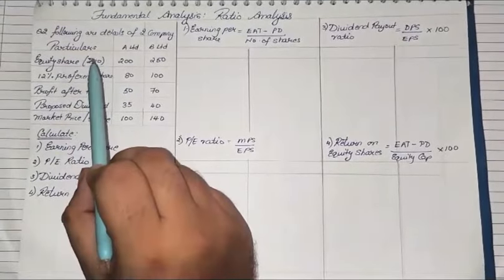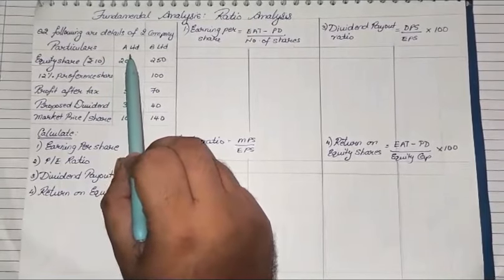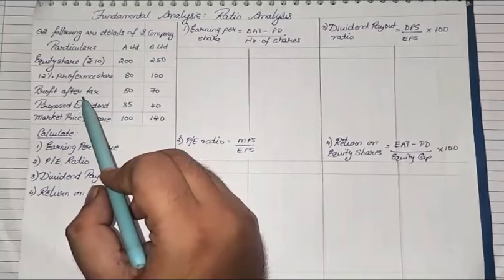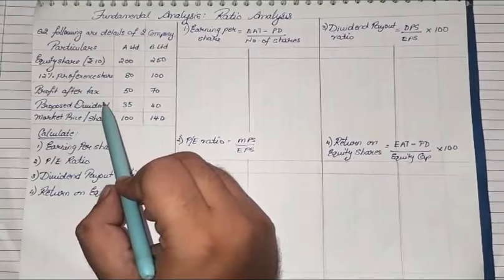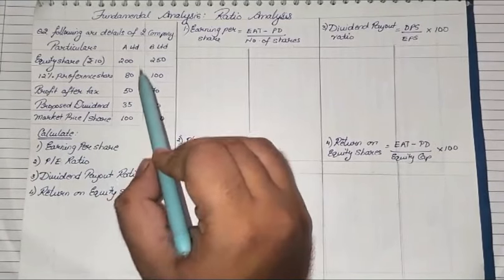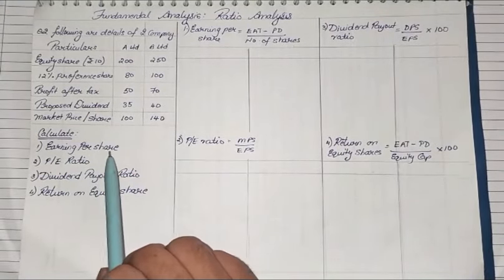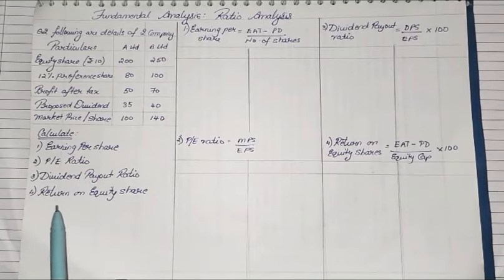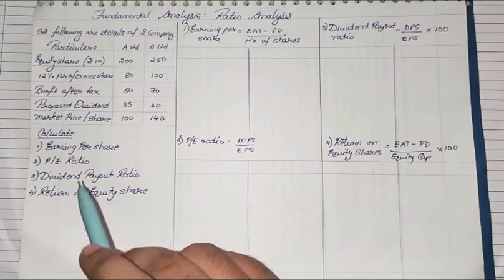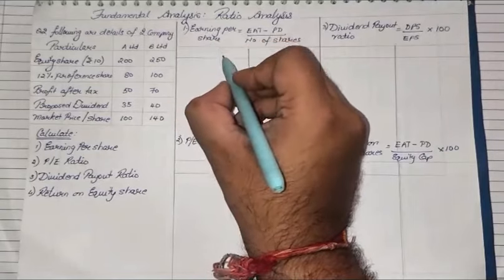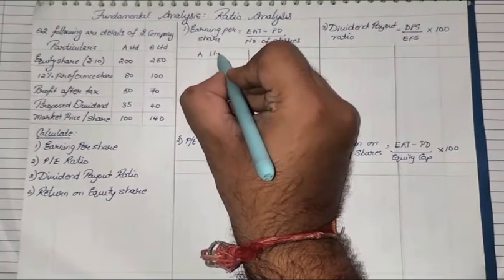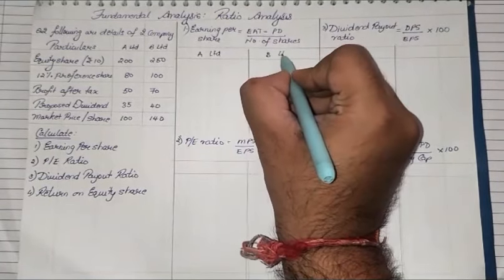Again here, they are giving you details of two companies, A Limited and B Limited: equity, preference, profit after tax, proposed dividend and market price of the shares are given. They are asking us to find earning per share, PE ratio, dividend payout and return on equity shares. So let us start one by one. First, earning per share. First we will find it for A Limited and thereafter B Limited.